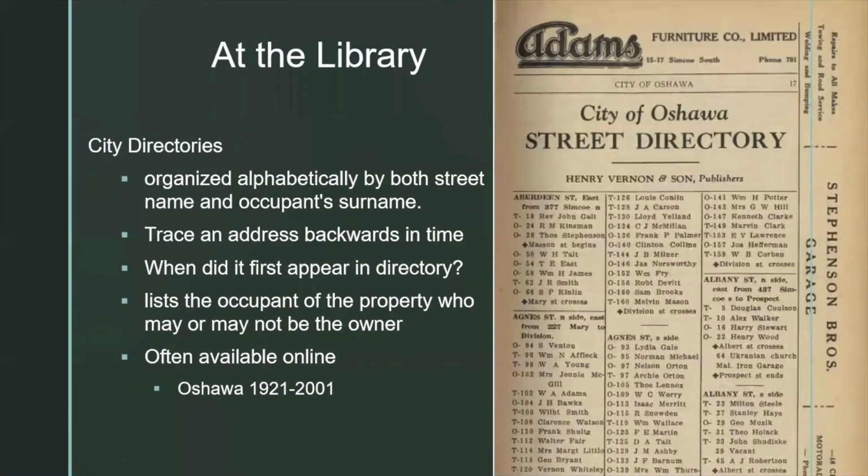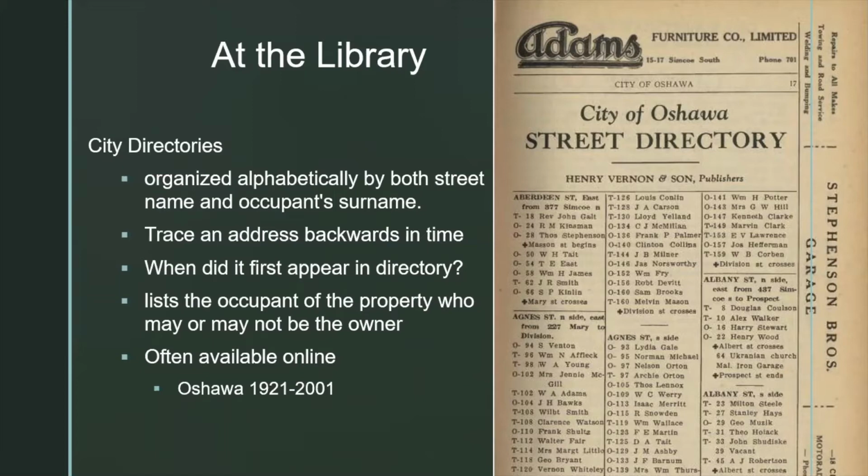Now, at the library, we have a number of resources that can help you in tracing the history of a property. Number one is our Vernon's City of Oshawa Directories. These are created by Vernon's publisher from Hamilton, Ontario, and they were created for a number of cities across Ontario. These are also known as crisscross directories, and they're organized alphabetically by both street name and by an occupant's surname or a business name. And you can trace an address backwards in time and find out when it first appeared in the directory. So in our case, we have directories from 1921 to 2001.